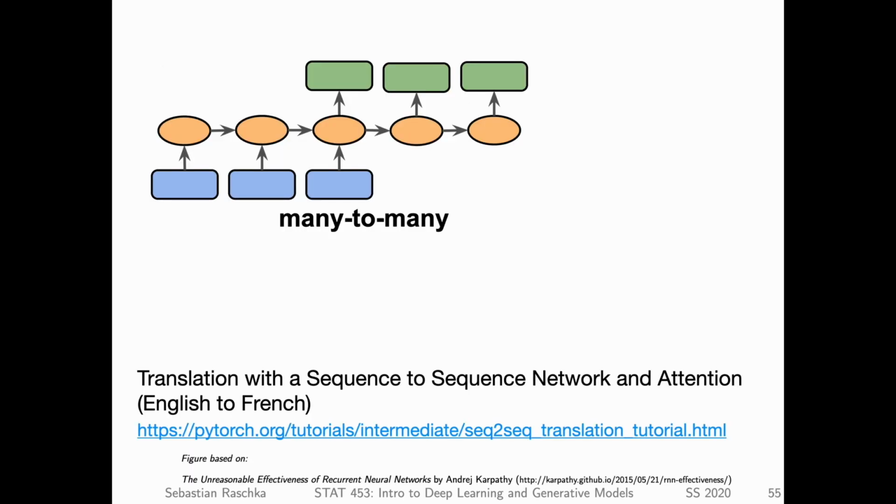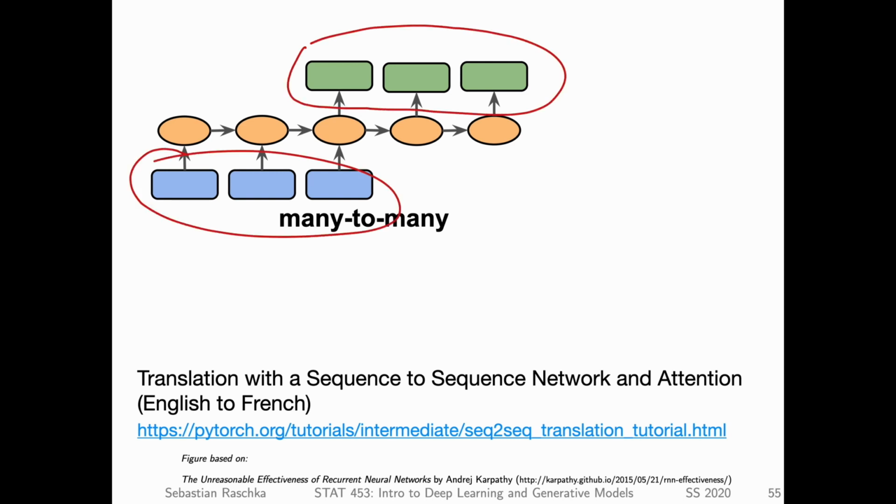Okay, one more thing about implementations. I also found this nice translation with a sequence-to-sequence network and attention on the PyTorch website. Here they are translating English to French. This is also a many-to-many modeling task, but here you have this delayed output where the network reads the whole sentence first and then it generates the translated sentence.